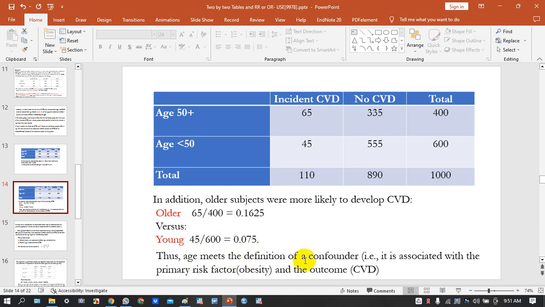Thus, age meets the definition of a confounder. It is associated with the primary risk factor and the outcome. So we can see that from the variables we've gotten so far, age is associated with what? Because the older you are, look at over here, the incidence of cardiovascular disease in the older subjects, 0.1625, is higher than the incidence in the younger participants, which is 0.075.